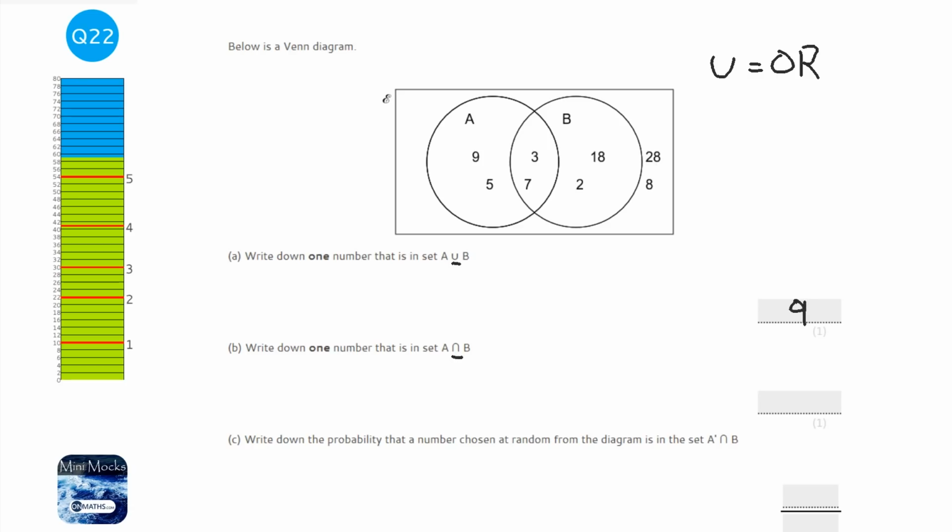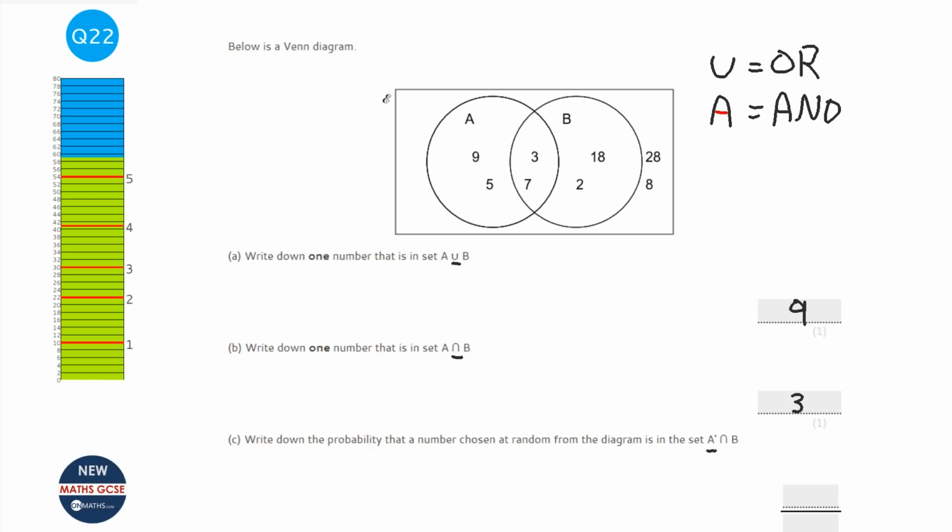This symbol here, I always view it as an and. I always put a little line there to say A for and. It means it needs to be in A and B. It can't just be in A, it can't just be in B, it needs to be in both. And there's 2 numbers that fit that bill, 3 and 7. So I could write 3 or I could write 7.